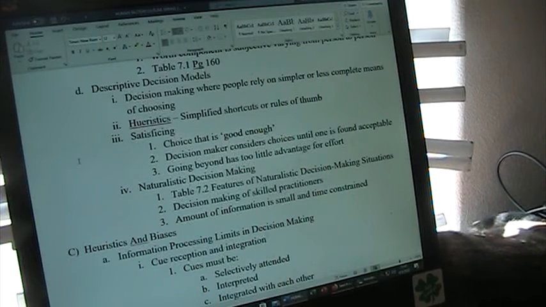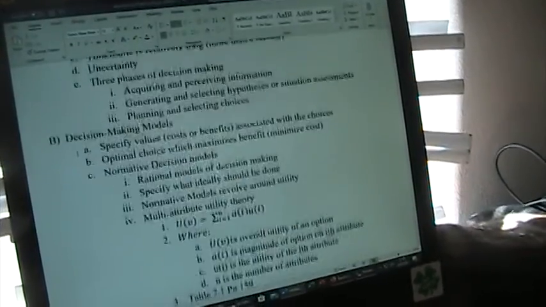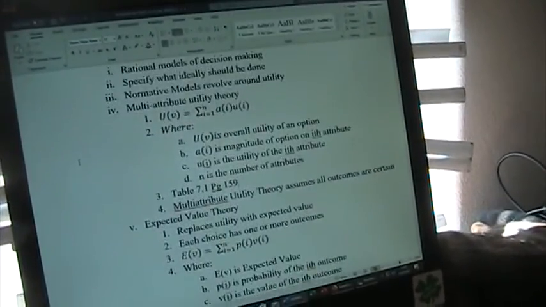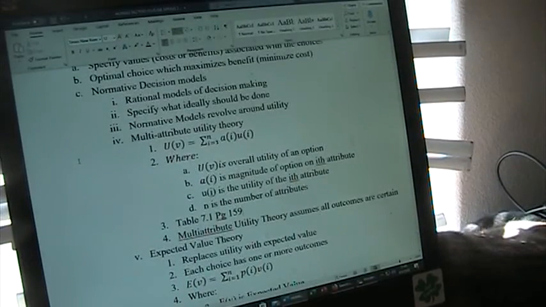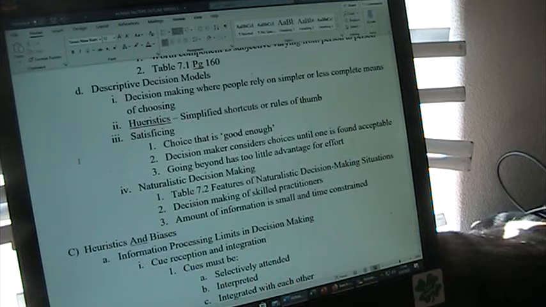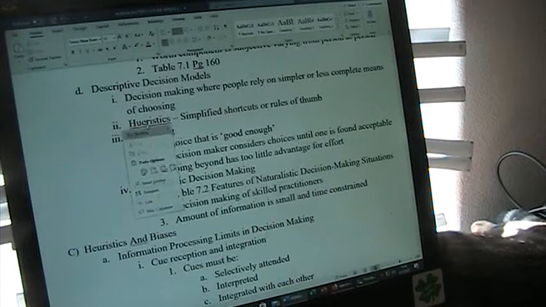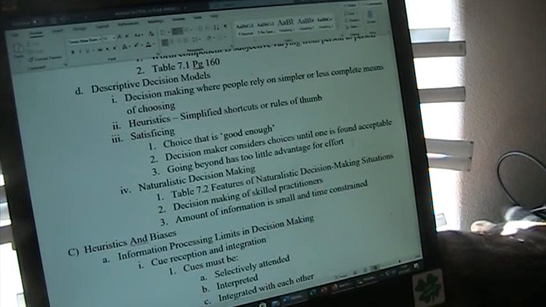All right, so those are the naturalistic, the multi-attribute normative decision models. Now we move on to the descriptive decision models. This is decision making where we rely on simpler or less complete means of choosing. That means that we're often using heuristics, and that's not the correct spelling of heuristics. There you go.